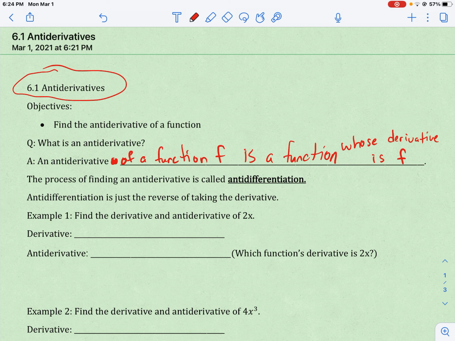Just a bit of vocab: finding an antiderivative, we call that anti-differentiation. Or you could say I anti-differentiated the function, with the verb anti-differentiate. So basically now, instead of taking the derivative, what we're trying to do is get to the pre-function.